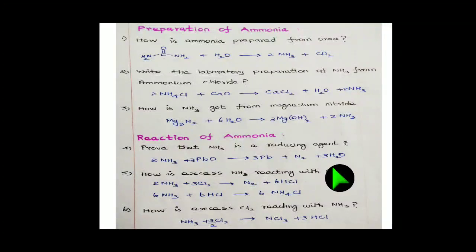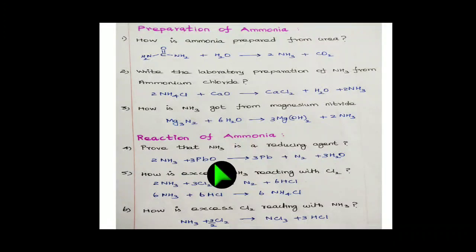Okay. Let us see the reactions of ammonia. It comes under chemical properties. Okay. Fourth question: prove that ammonia is a reducing agent. Ammonia is a reducing agent. Okay. Here we can find that ammonia reacts with lead oxide. Lead oxide. The oxygen is removed from the lead.